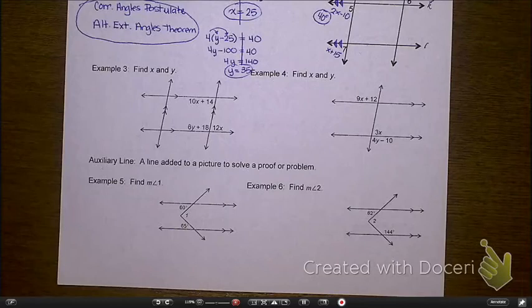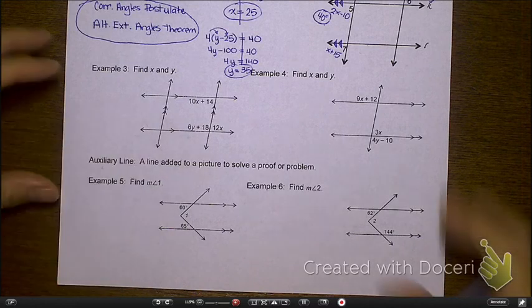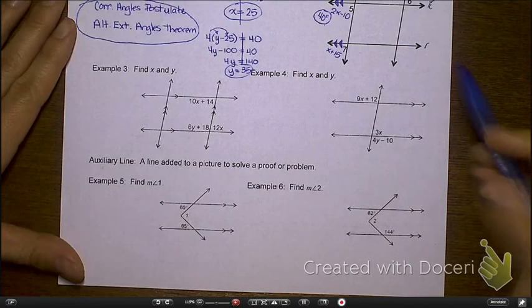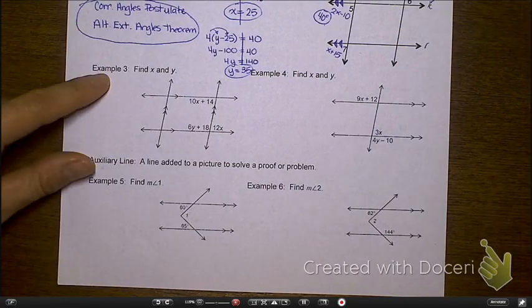Okay, so like I said, we're just working with some more complex figures with more information, okay? Same topic, those same skills as what we've been doing yesterday, okay? So, example 3, it wants us to find x and y, so I'm going to make sure I do both parts here.